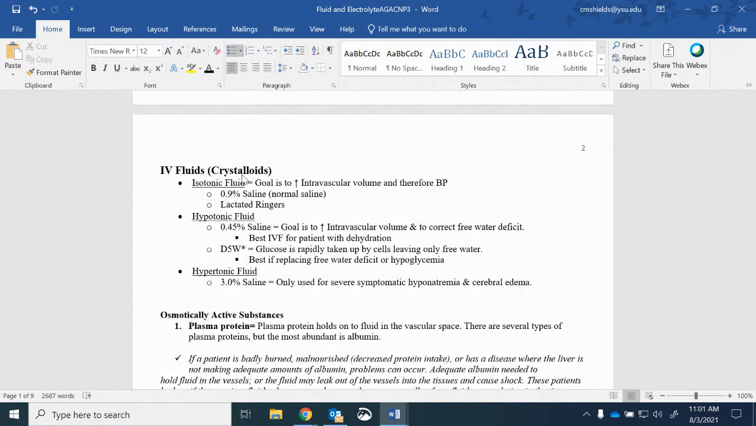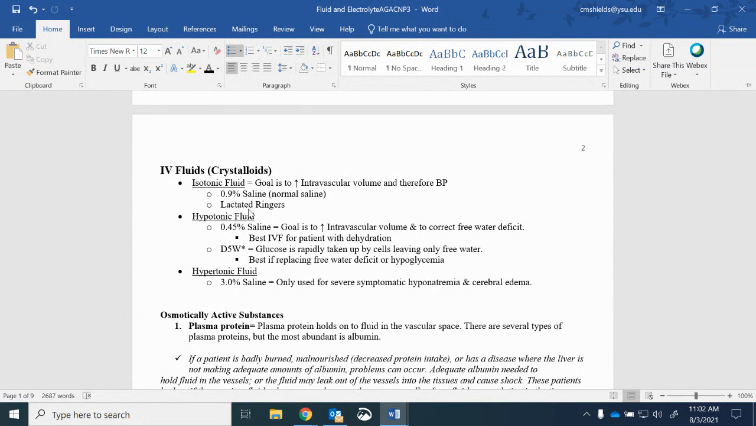IV fluids, which we call crystalloids. So crystalloids, I think of it as crystal clear. They're the IV fluids, whereas colloids are something that has more substance in it, like the albumin, the dextran, those types of things. So crystalloids are IV fluids. Keep in mind, we just talked about isotonic fluids. The goal is to increase intravascular volume and therefore increase blood pressure. That's the goal.